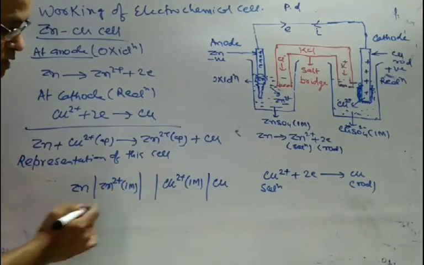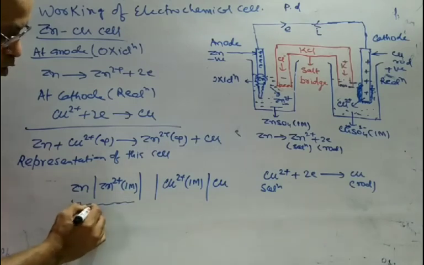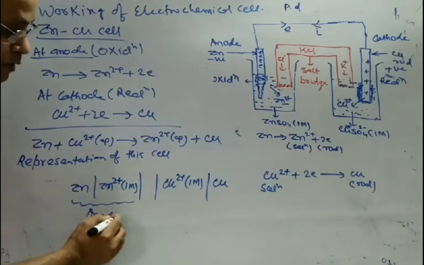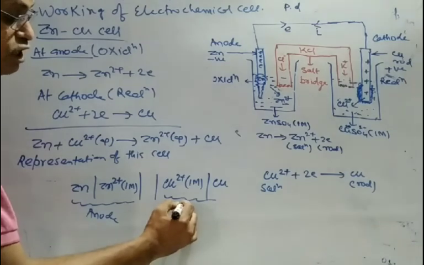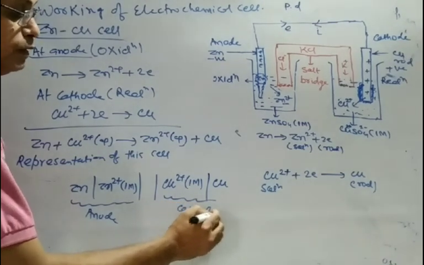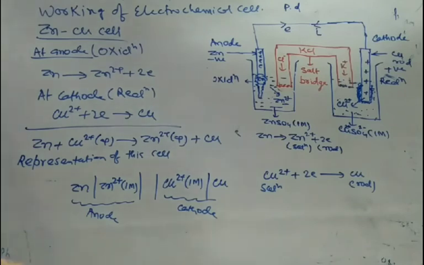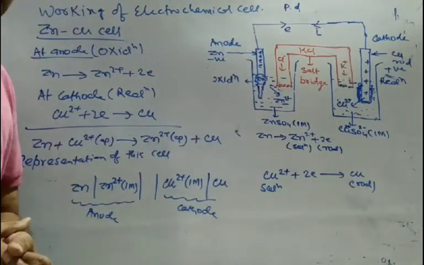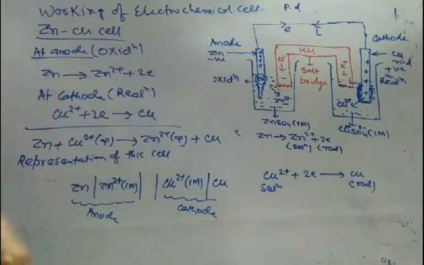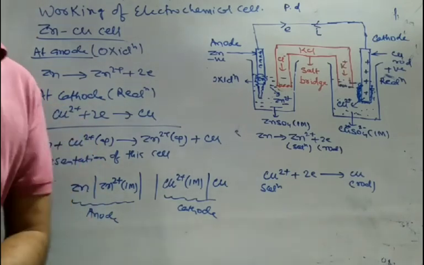This is the salt bridge. This compartment is known as the oxidation compartment or anode, and this is called the reduction compartment, that is cathode. Now there is one question. Sir, what is the function of this salt bridge? What is the function of this salt bridge? So in the next video we will see the function of the salt bridge.